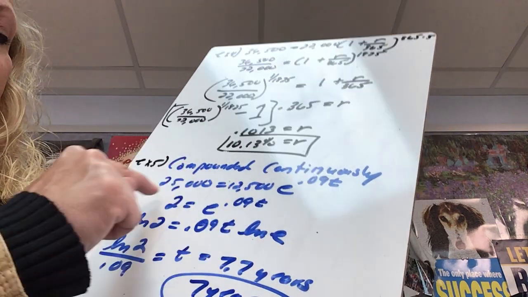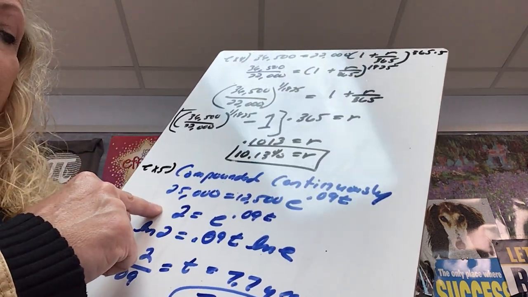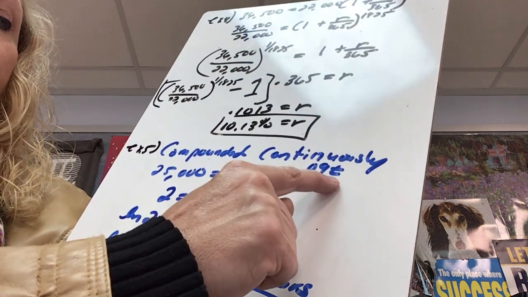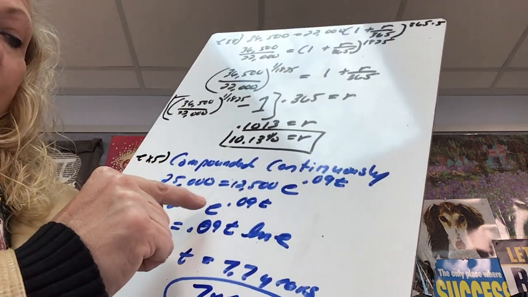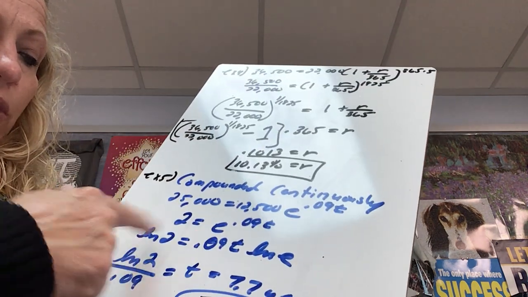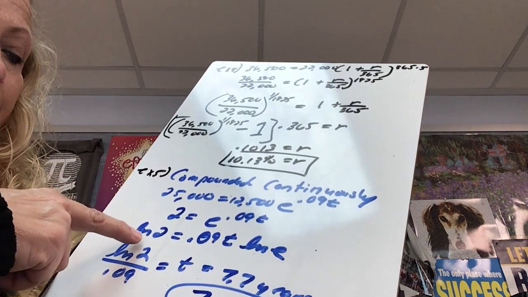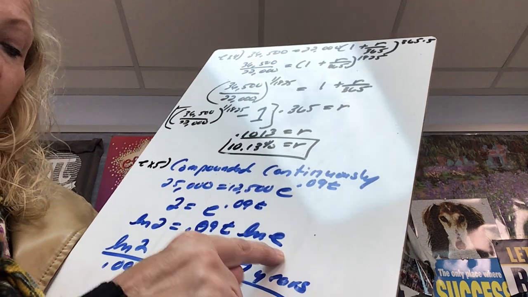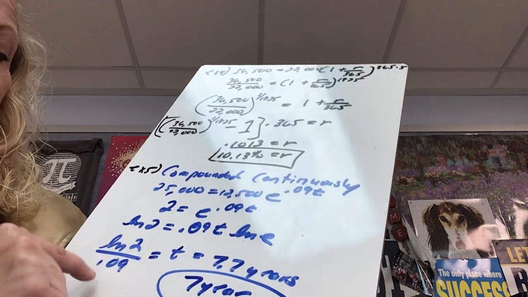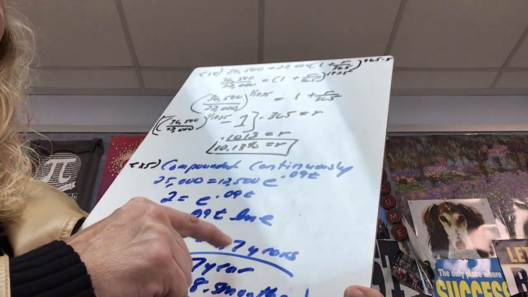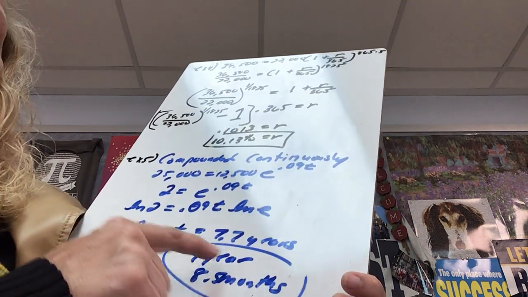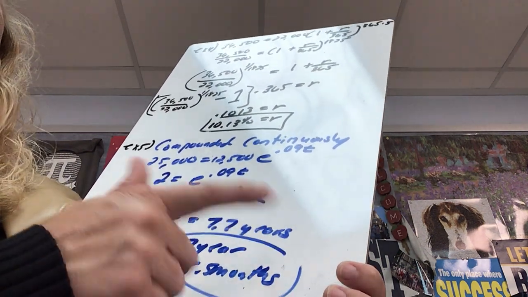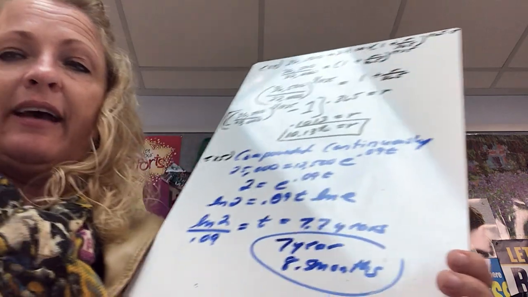Okay, so I'm going to divide by 12,500 because I always want to isolate the term that has the unknown. Now, since I have a base of E, I'm going to natural log both sides. And using the log power rule, natural log of E is 1. So I'll end up with the natural log of 2 divided by 9/100, which is about 7.7 years. Or if you take 0.7 times 12, you get 7 years and about 8.5 months.